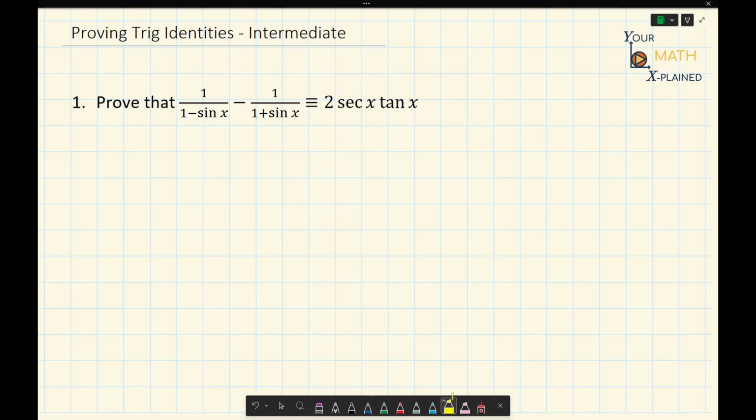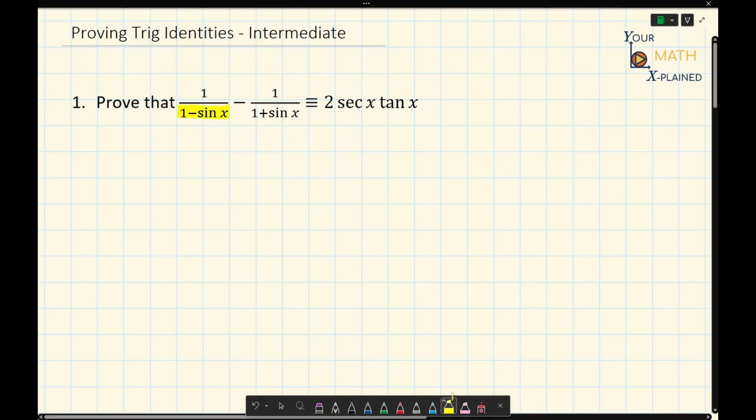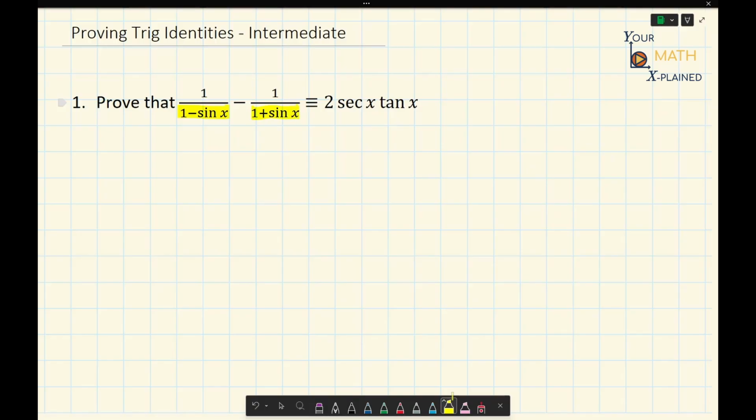The first thing I notice here is that on the left side, we have a fraction minus a fraction. And the denominator for one of them is 1 minus sine x, and the other one is 1 plus sine x. So naturally, you will want to put them over a common denominator. And in this case, the common denominator would be these two things multiplied together. And that is a great denominator to have because that would be 1 minus sine squared x, which is part of our Pythagorean identity. So that gives us some confidence that that should be the correct direction for us to go in.